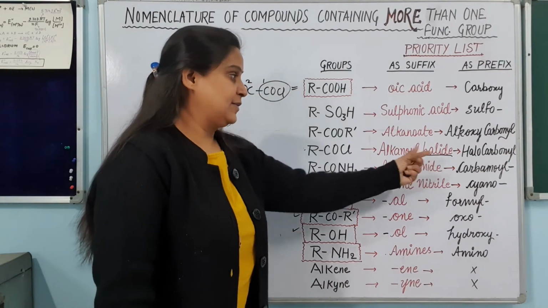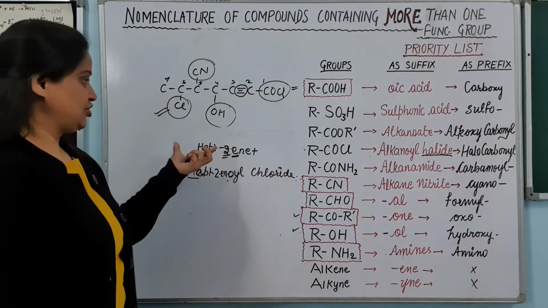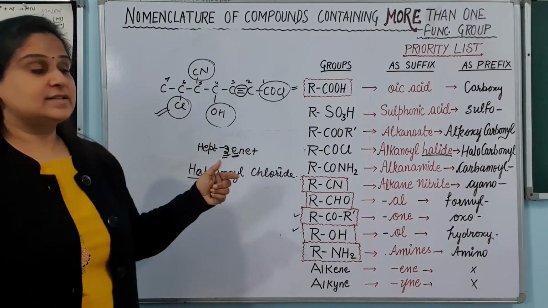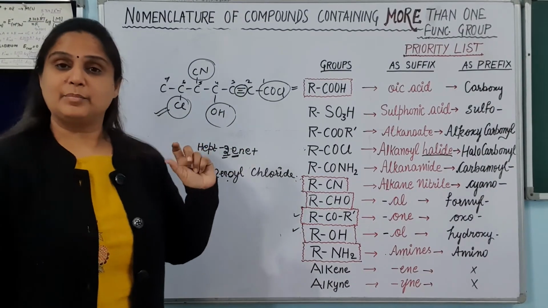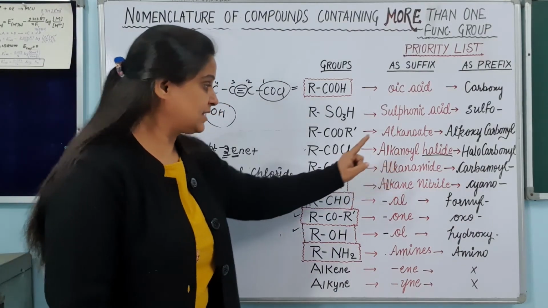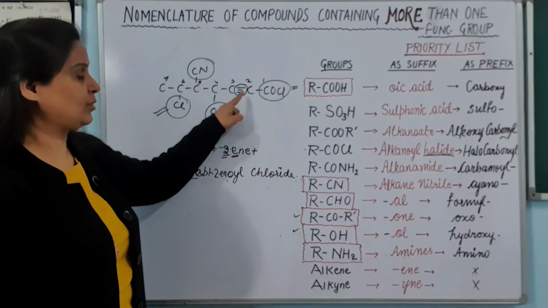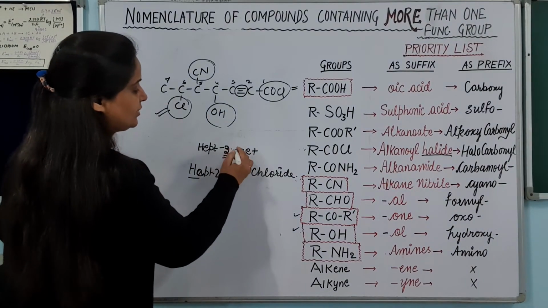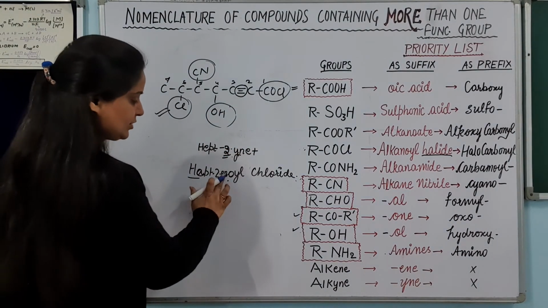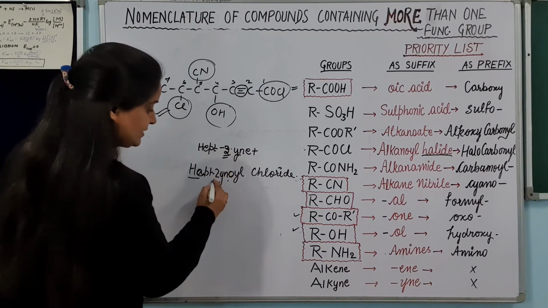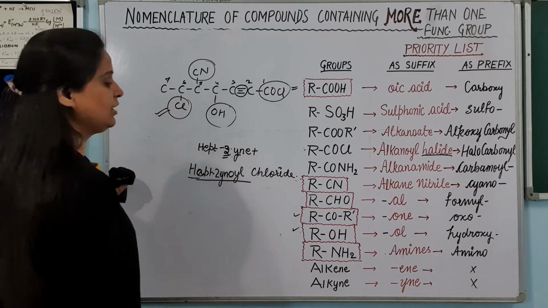In alkanoyl halide, this alkane is meant for the chain. So this is your chain. Alkane means this R is considered to be the chain having no double bond or triple bond. If you have a double bond or a triple bond here, you write it accordingly. Here it is a triple bond, sorry, so I will have to write yne. So here it is hept-2-ynoyl chloride.